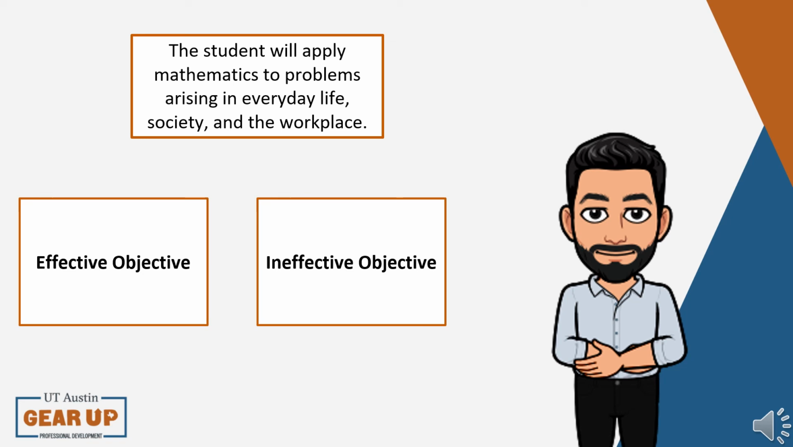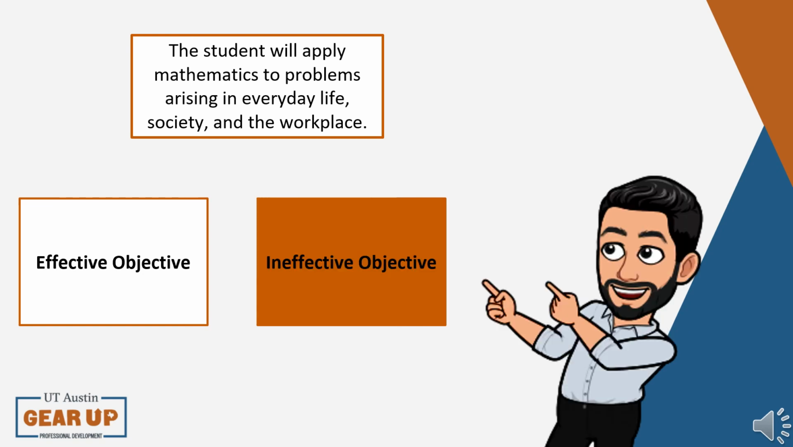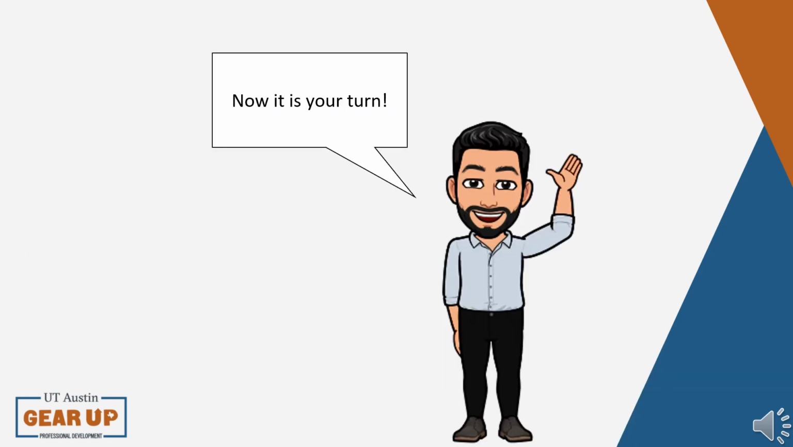Here's the first potential objective. The student will apply mathematics to problems arising in everyday life, society, and the workplace. Apply mathematics to solve problems all over, in life, society, and the workplace. That's a lot to cover and becomes confusing. This objective is ineffective because it covers so much. It's very broad. I'd move it to the ineffective category under the subset Too Broad, knowing it requires revision. Now it's your turn.